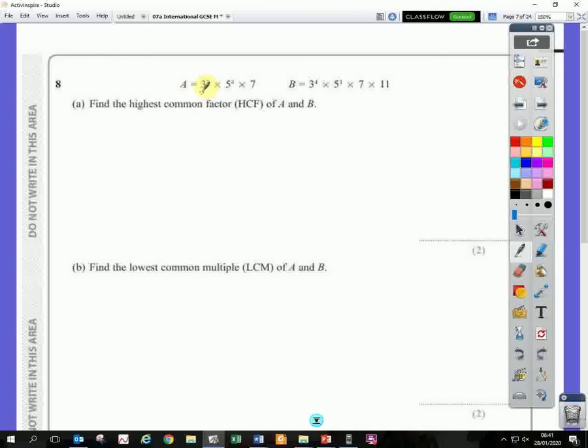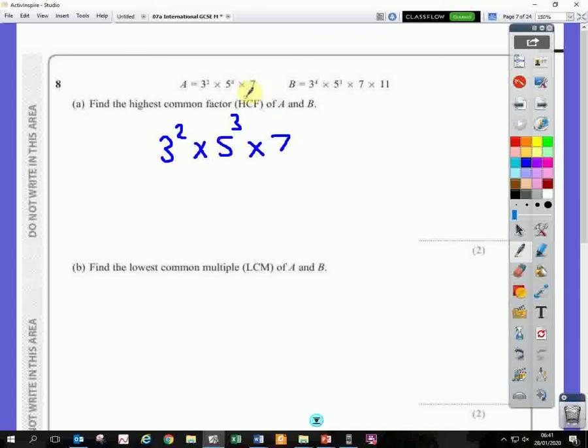So if we take a look at the 3's, 3 is in both. The highest power of 3 that divides into A and into B, has got to go into both of them, is 3 squared. Out of the 5's, the highest one that's in both of them is 5 cubed. And out of the 7's, we choose either of them, both the same, 7. 11 is not in both, so we can ignore 11.